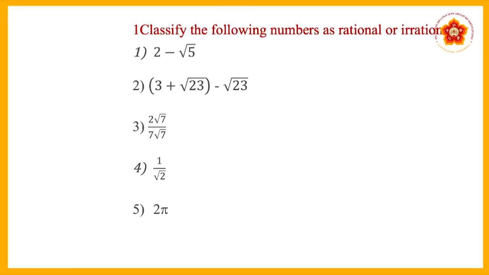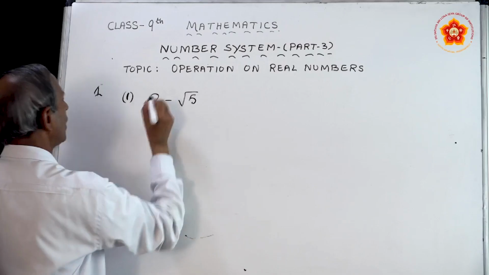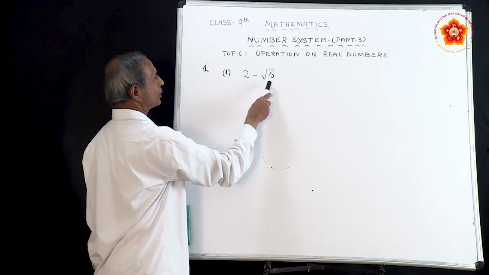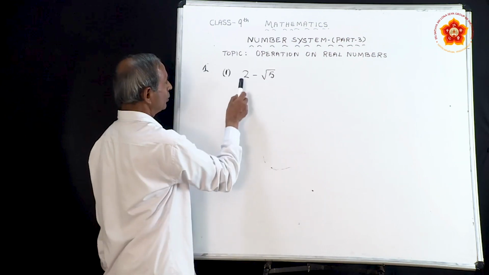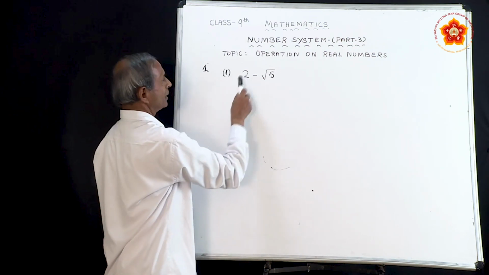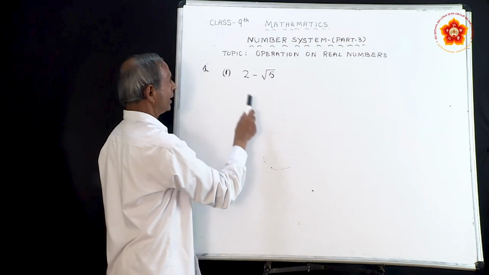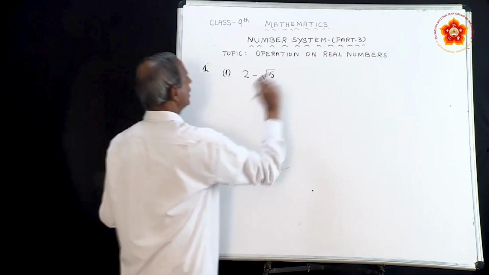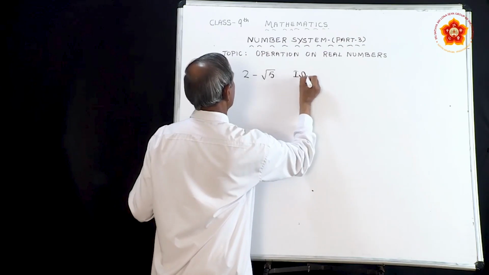Now the first exercise is: classify the following numbers as rational or irrational. The first problem in this one, 2 minus square root of 5. Now observe carefully, there are two terms. The first one is 2, second term is square root of 5. Now the first number is a rational number, second number is an irrational number. Any operation, it may be a subtraction or addition, is always an irrational number. Therefore, this problem is an irrational number.